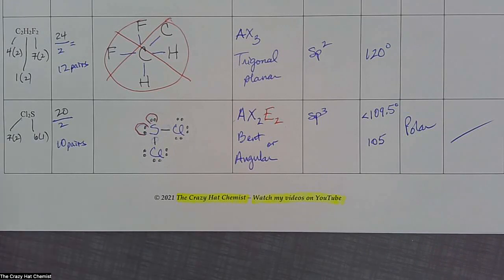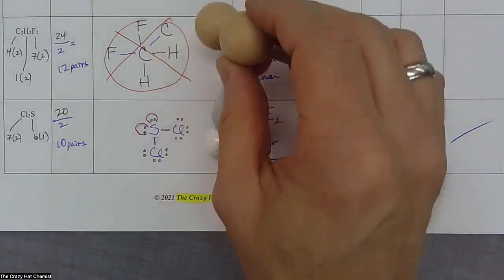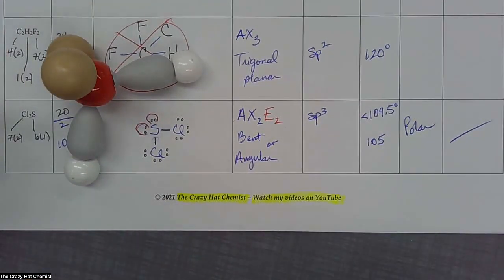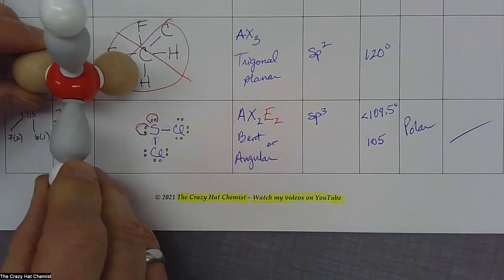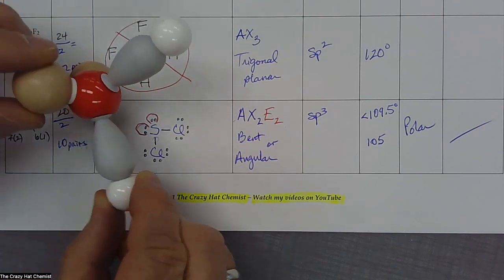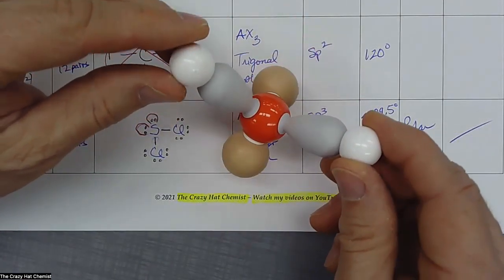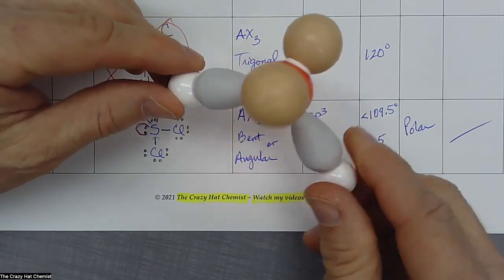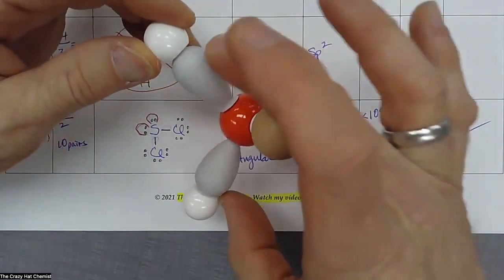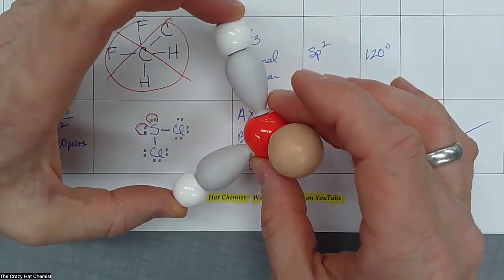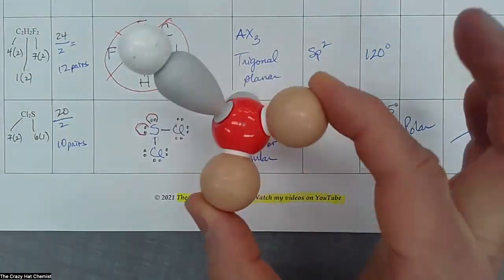All right, and then let me show you the model for this one. That is going to be a bent-like structure, and it is always polar, and here is the model for that right here. Let me see if you can see that. Here we go. The red is representing the sulfur in this particular case. I know that yellow is typically the sulfur, and red is typically representing oxygen, but in this case it will be the same shape. The gray structures are the bonding pairs of electrons, the white ones are representing the chlorines, and these tans are representing the lone pairs.